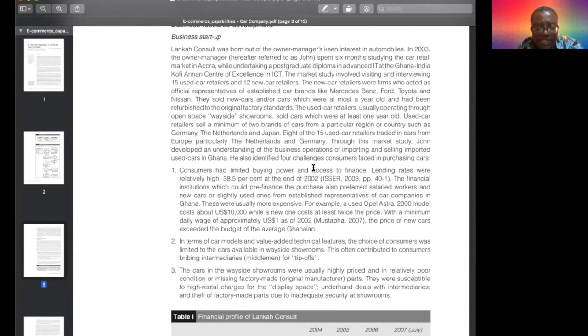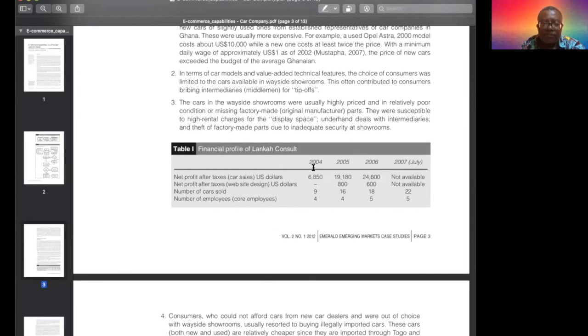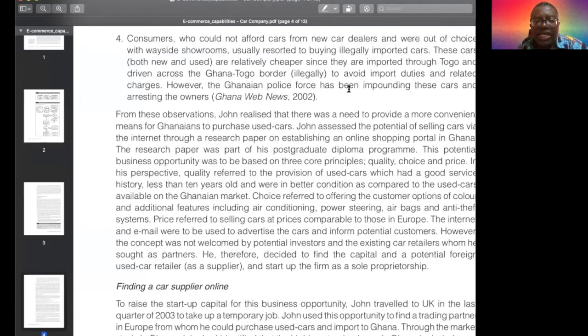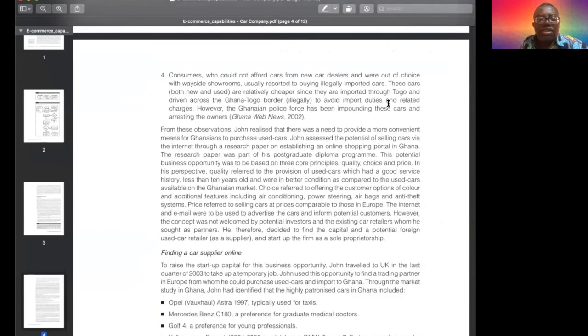But if you look at it carefully, okay, look at this one. Consumers who could not afford cars from new car retailers were out of choice and usually resorted to buying illegally imported cars. These cars, both new and used, were relatively cheaper since they were imported to Togo and driven across the Ghana-Togo border illegally to avoid import duties.